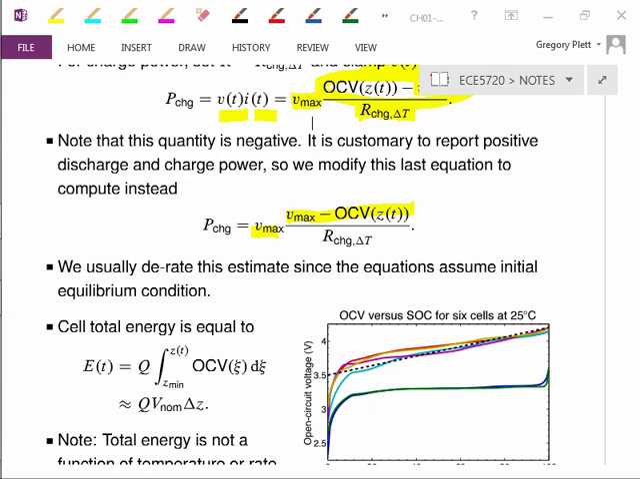In any case, this estimate of power is usually a little bit aggressive, and so we multiply by some factor less than 1, like maybe 80% or 90%, to back off a little bit from the computation to have a safety margin in the value of power that we report to the vehicle.